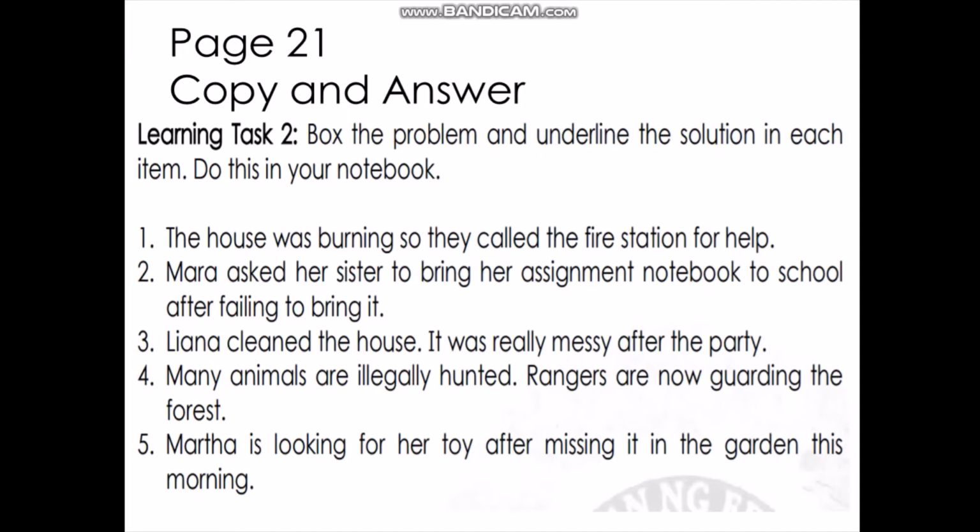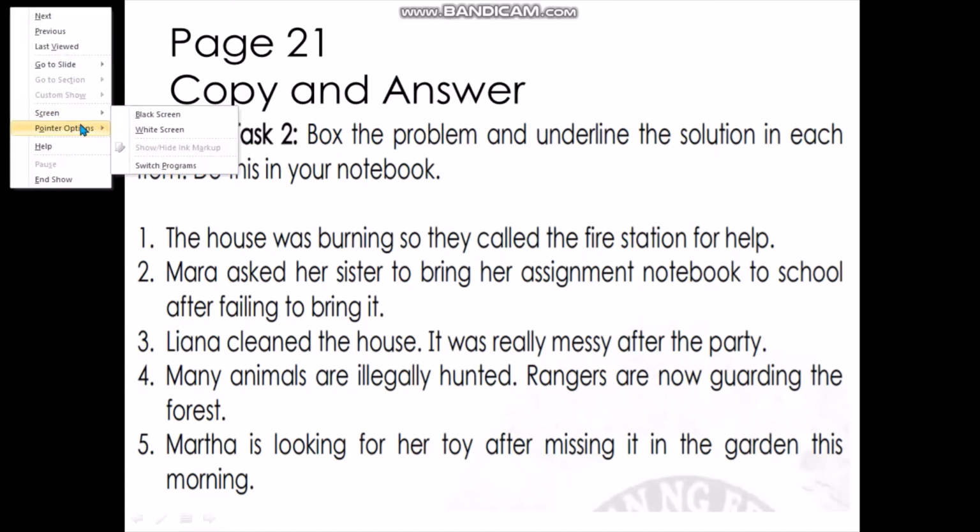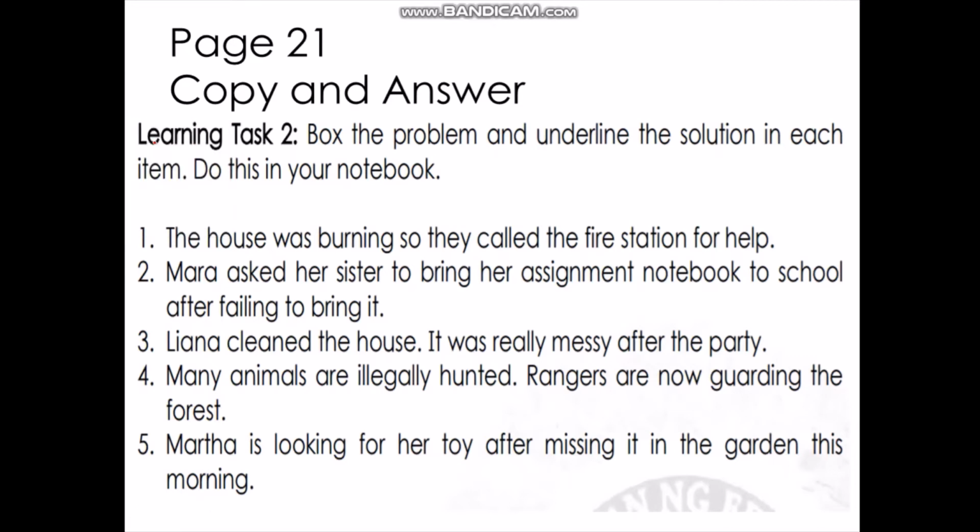So, what are you going to do? Because you need to box the problem and underline the solution in each item. So, you need to do this on your paper. If you don't have your paper, use your notebook. Again, box the problem, underline the solution. Okay? So, you need to identify what is the problem and what is the solution.